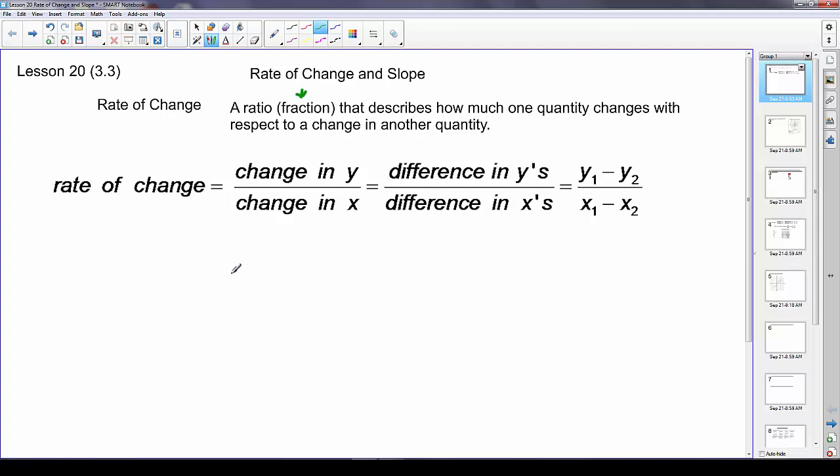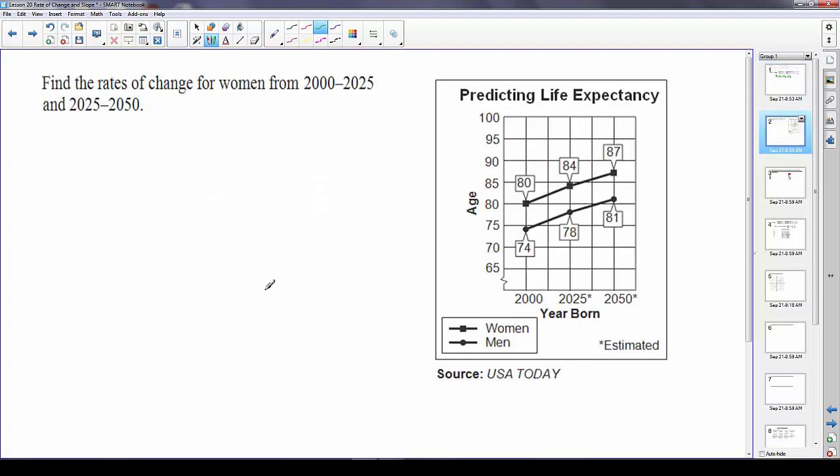And then if we're talking about two points, let's say x1, y1, and x2, y2, then it's the difference in y's, so y1 minus y2 over x1 minus x2. So we're going to find the rates of change for women from 2000 to 2025 and 2025 to 2050. So I look at my chart, and here's 2000 to 2025.